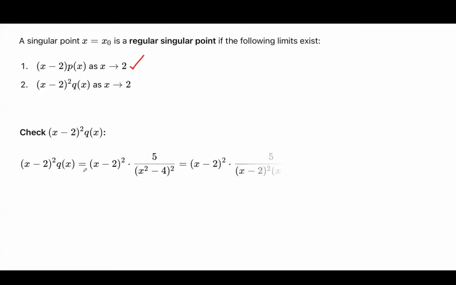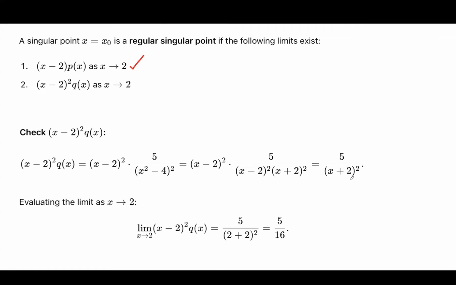(x minus 2) to the power 2 times q(x) is (x minus 2) to the power 2 times q(x), and q(x), as you remember, is 5 divided by (x squared minus 4) to the power 2. Well, now we just simplify this into 5 divided by (x plus 2) to the power 2. If you take the limit as x goes to 2, this is basically 5 divided by (2 plus 2) to the power 2, or 5 divided by 16. So the second limit exists.